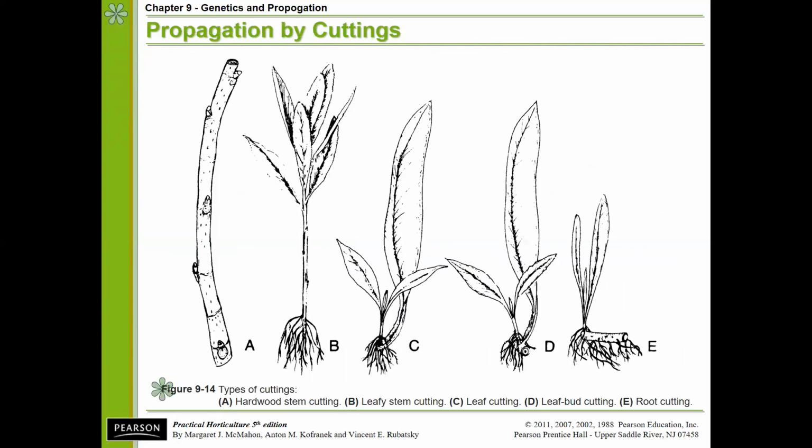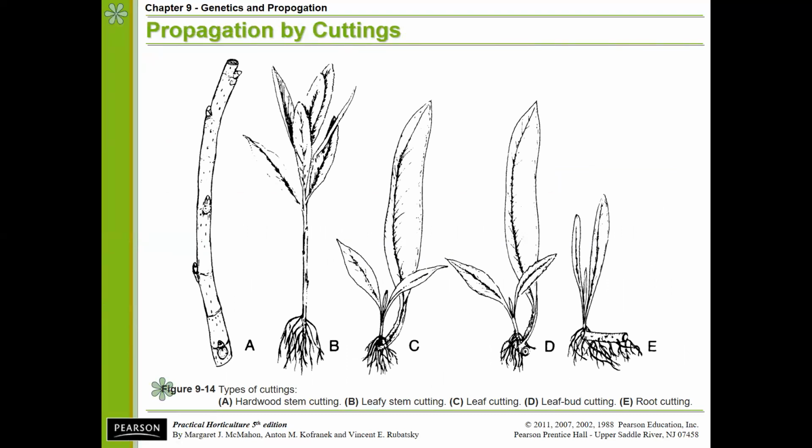Here are some different types of cuttings just pictured here. On A, we've got a hardwood stem cutting, and there are other types of woody cuttings. Greenwood or softwood cuttings are taken during the summer and during a flush of growth. Hardwood is taken when they're dormant after a flush of growth.